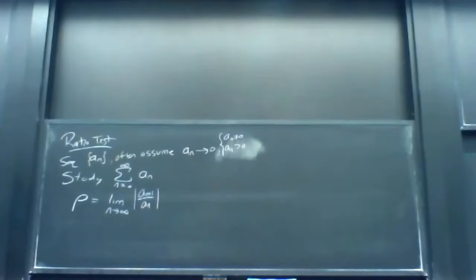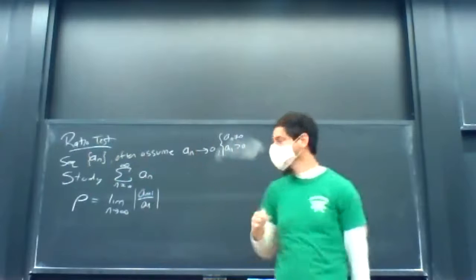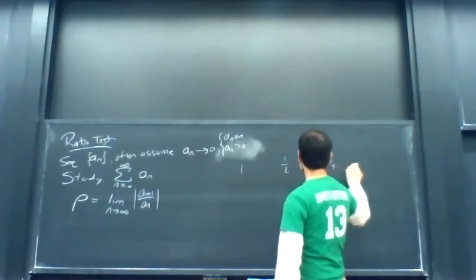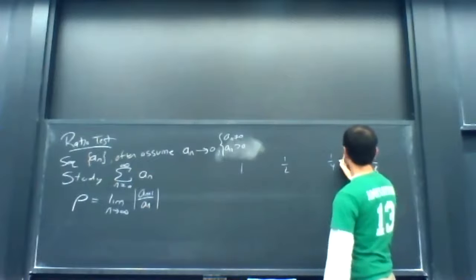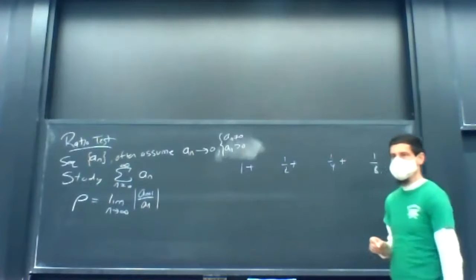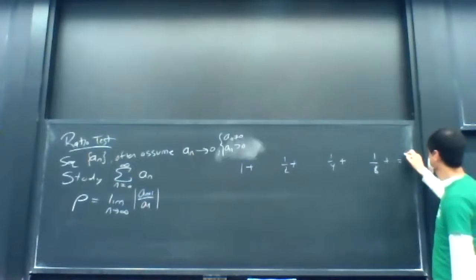So can somebody give me an example of a sequence of terms whose sum converges, other than this term that's all zeros? Good, well, yeah. So 1, 1/2, 1/4, 1/8. Right? And this sums to 2.